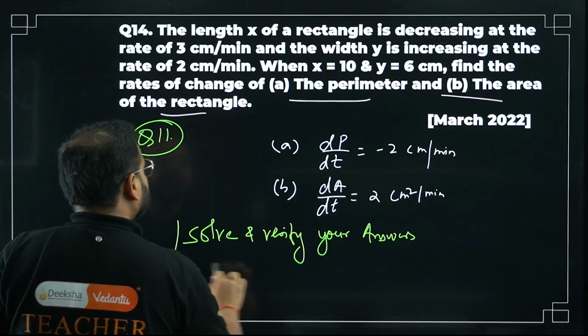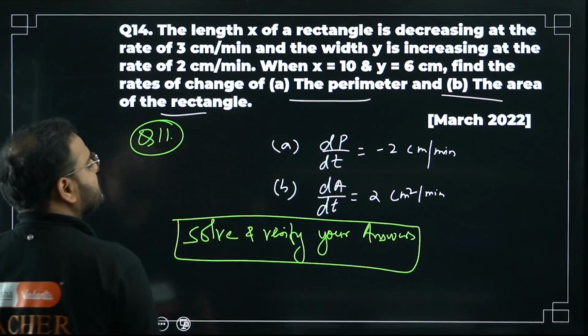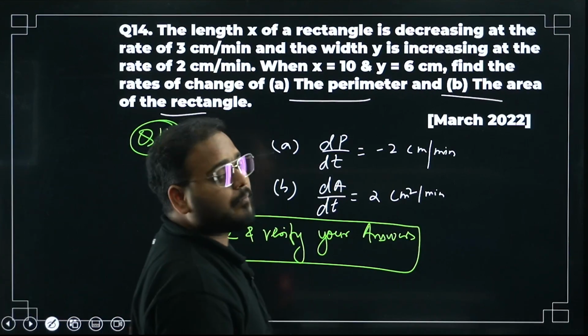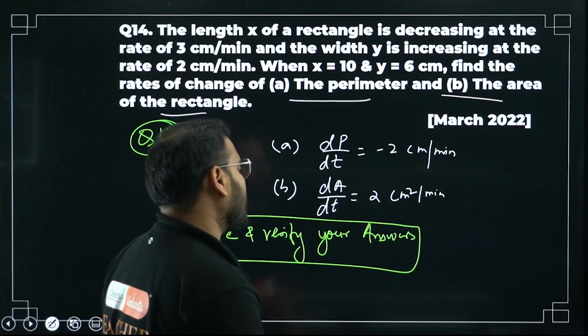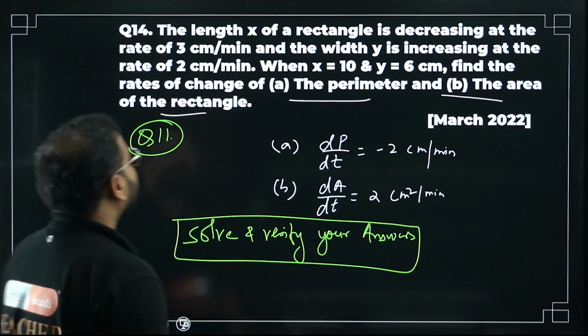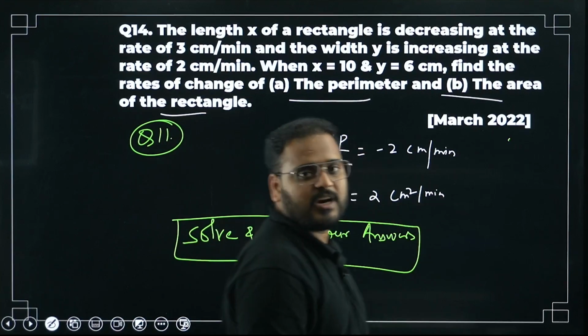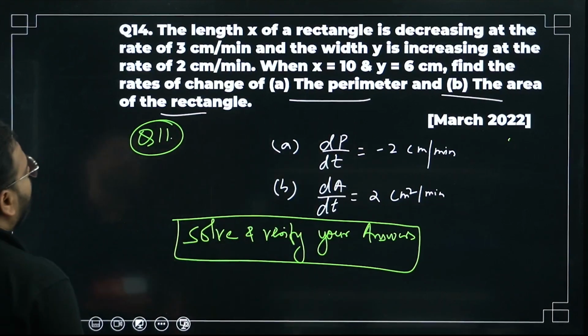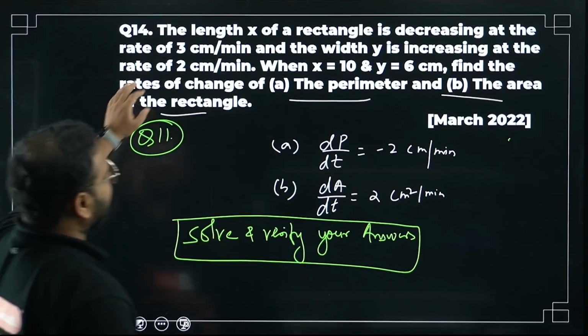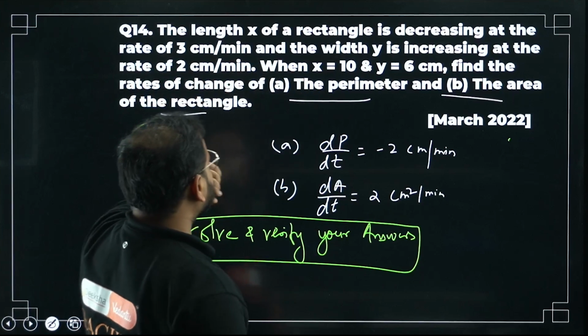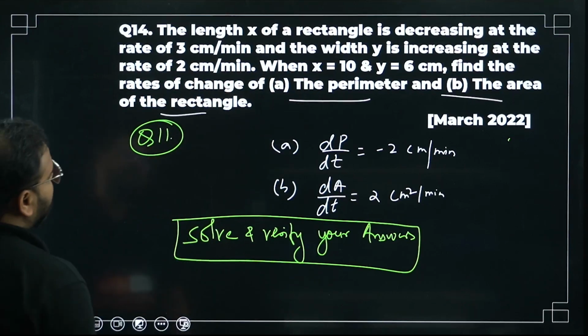I've given you the answer, right? What is the answer, sir? Minus 2 centimeter per minute for rate of change in perimeter and 2 centimeter square per minute for rate of change of area. Please check. It's a March 2022 P by Q. Can all of you do it? Of course, sir. Okay? Everything is given, right? dx by dt is given. dy by dt is again given. dx by dt is negative.